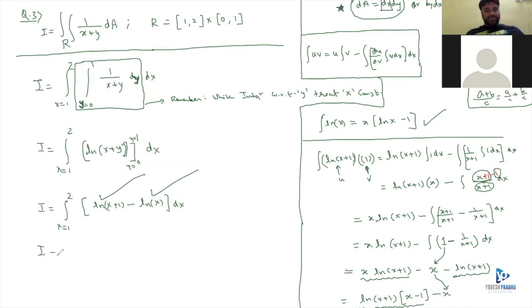I equals ln(x+1) times (x minus 1) minus x, and the integral of this one, x ln x minus x. Let's multiply this whole thing out. That will go from 1 to 2.